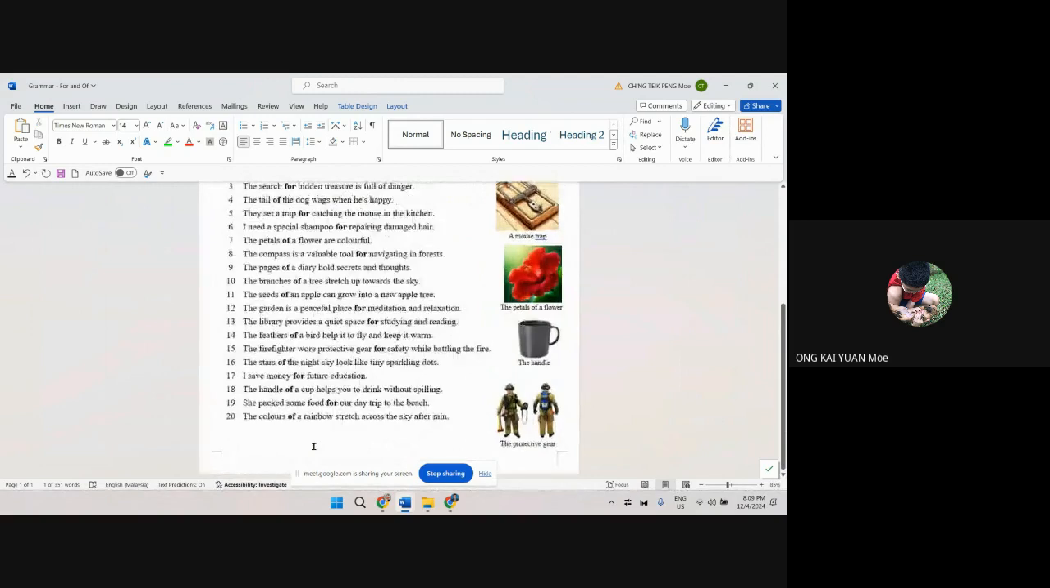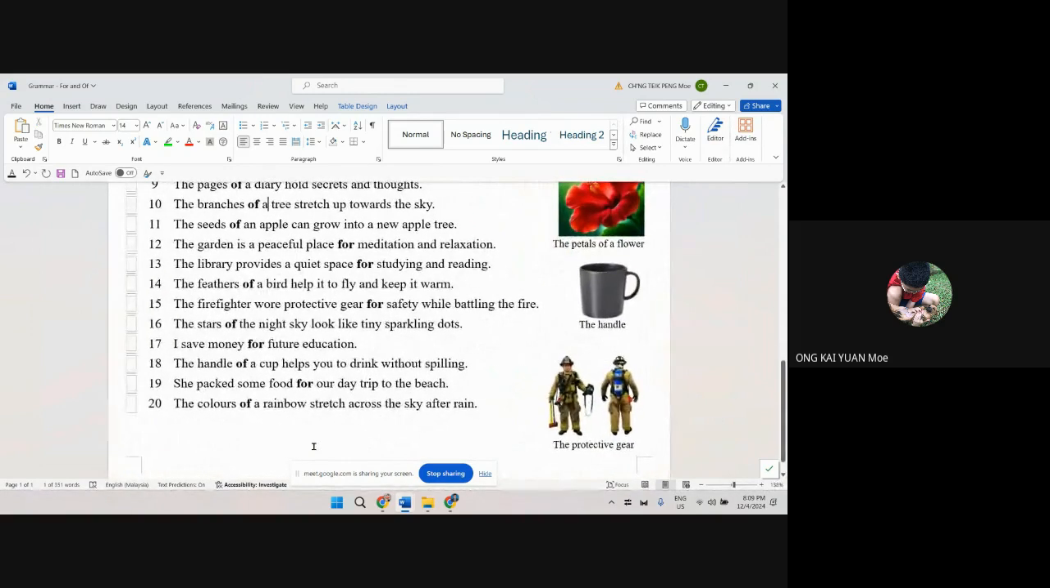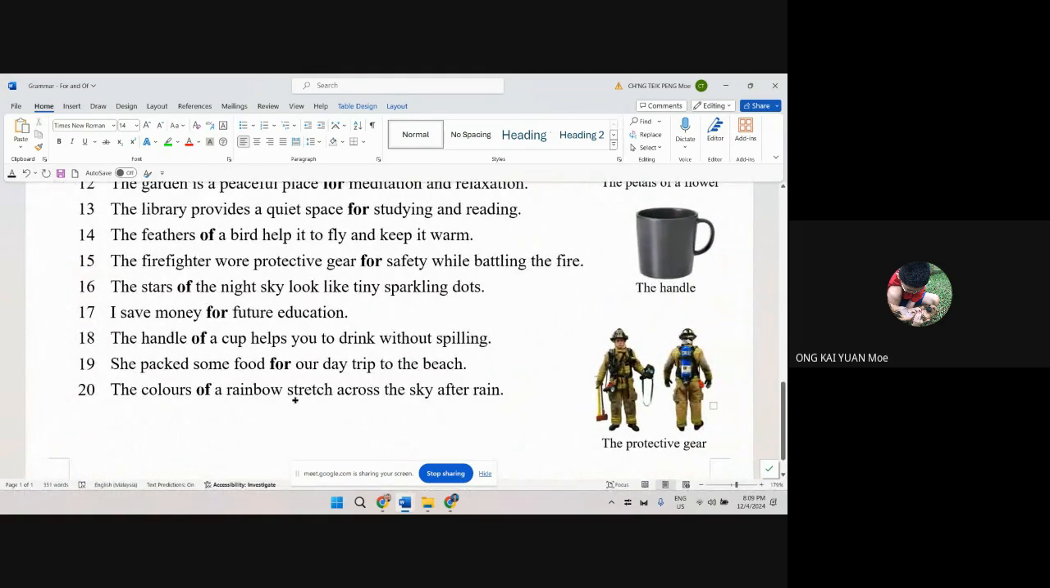Teacher, for number 20, isn't it called a rainbow stretch across the sky after the rain? After, or you are asking me, shouldn't it be after the rain? Yes. Yeah, both are fine. After rain, after the rain, both are correct. Yes, Changkun?